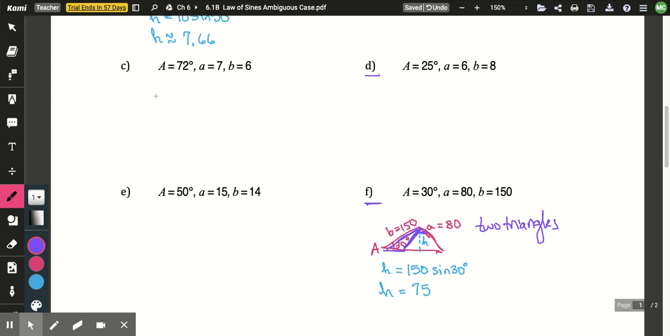Okay, so now you need to experiment with this one and this one and this one, and see if it makes one triangle, two triangles, or no triangles. And then fill in the answers on the Google form.